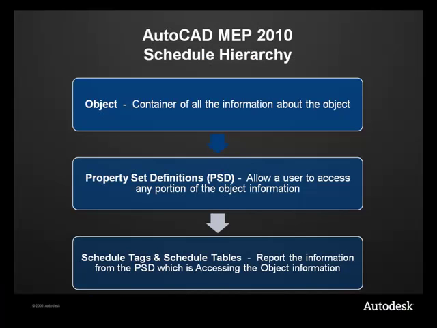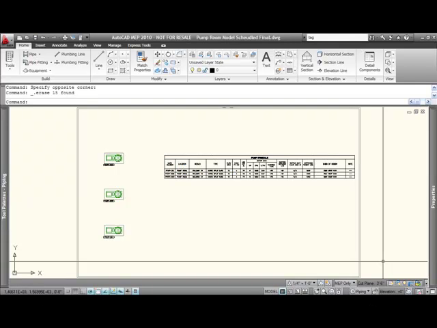First, let's lay out the ground rules. It's important to understand that schedules work on a three-tier hierarchy. At the top is the object. Now, the object is really intelligent because it understands everything about itself. Directly below that is the Property Set Definition, or PSD. PSDs allow users access to the information about that object. And at the bottom of the hierarchy is the Schedule Tags and Schedule Tables. These report the object's information graphically. Think of this as text that is always updated as the object changes.